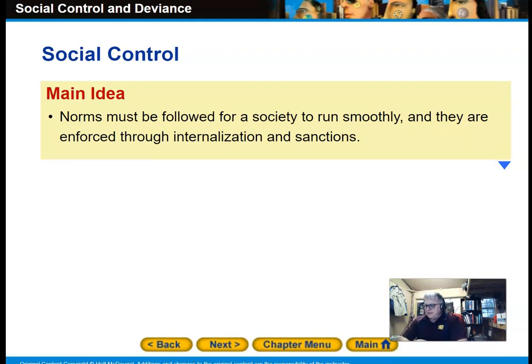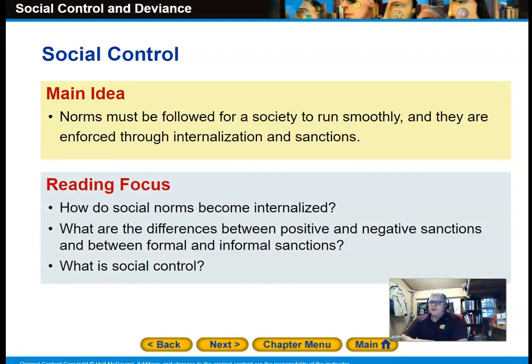So the main idea for this section is that norms must be followed for a society to run smoothly, and they are enforced through internalization and sanctions. So in your notes, upon completion of this section, you should have: how do social norms become internalized? What are the differences between positive and negative sanctions and between formal and informal sanctions? What is social control?